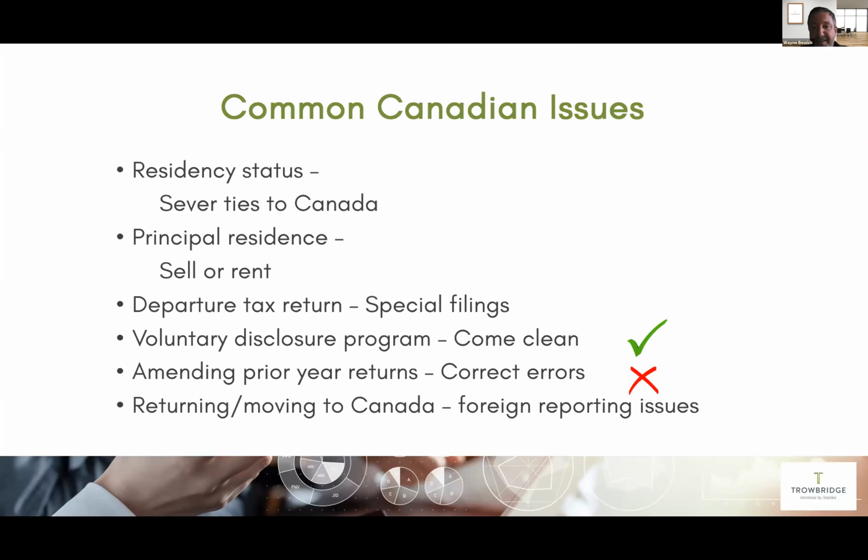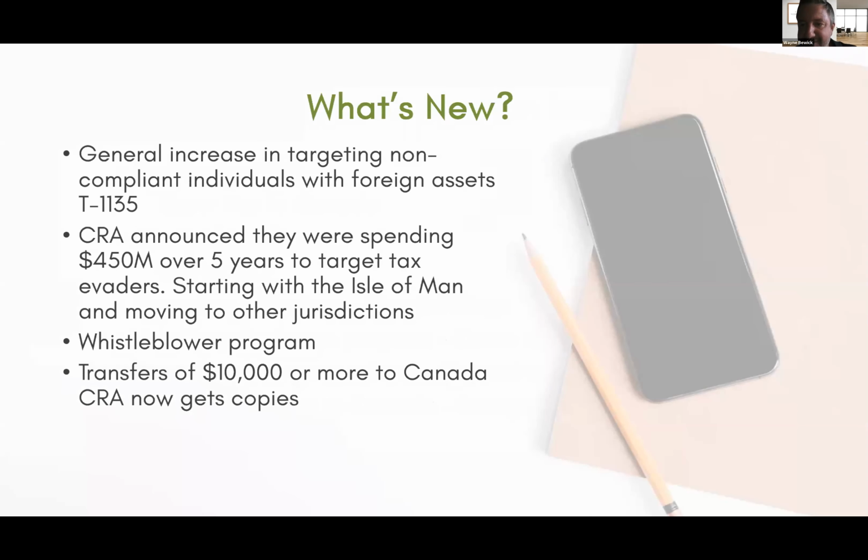I'm going to touch on a whole host of things. I'll try to keep to 30 minutes. Sometimes I tend to keep going on. I'll start with residency status, whether you're a Canadian resident for tax purposes or not. I'll talk about whether you have a principal residence, which Ernie will actually cover, if you've moved abroad and you still have that. How do you get out of the Canadian tax system if you're living abroad? Voluntary disclosure, if you need to come clean on some issues. Fixing up Canadian tax returns, and then returning or moving to Canada, and all of the issues with that, including reporting of foreign assets. And then I look forward to the Q&A at the end. There's always a lot of interesting questions.